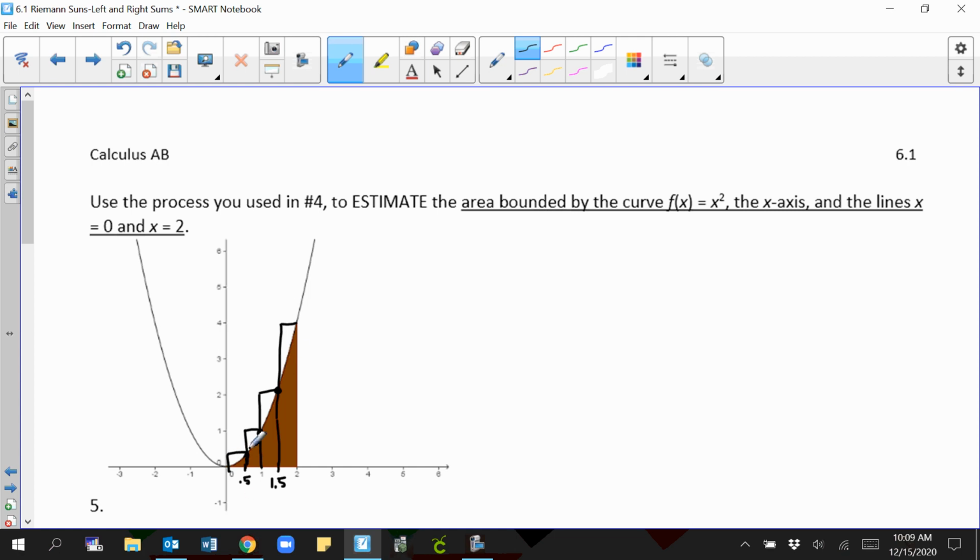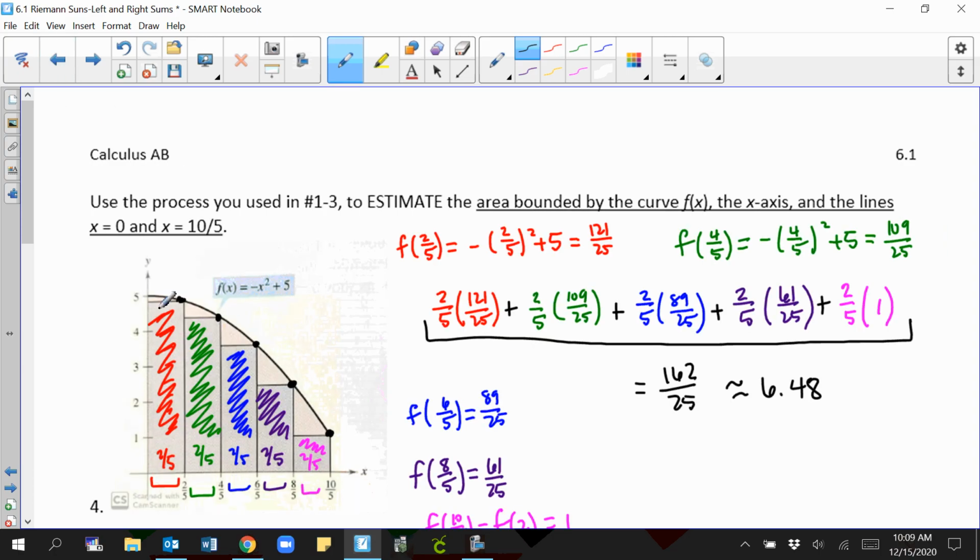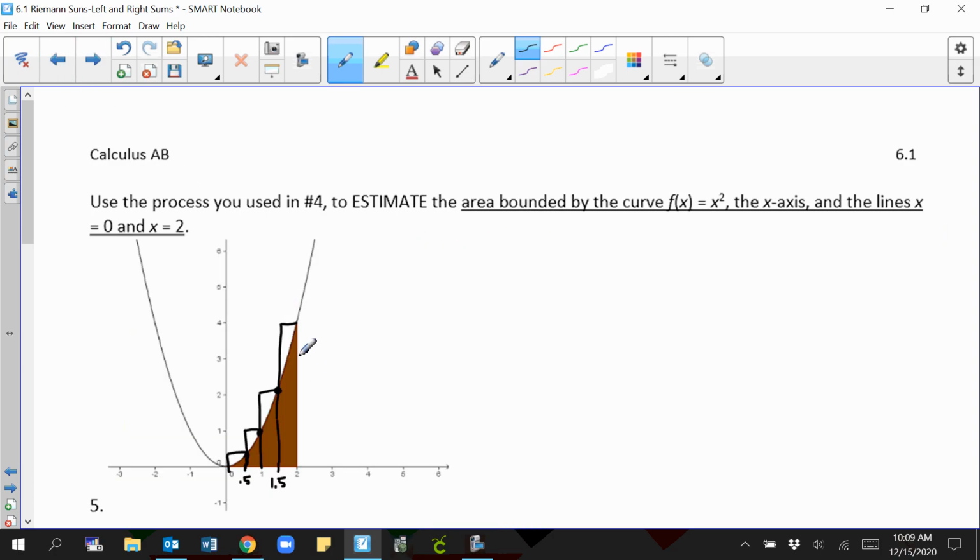So this time when I do right Riemann sums, it's a little bit different because here the rectangles were under the curve and here they're going to be over the curve. But we're still going to use it to estimate what our area could be. I am doing intervals that are each 0.5, so my width for all of my rectangles is going to be 0.5. And now I just need to find my heights. So 1, 2, 3, 4 different heights: f of 0.5, f of 1, f of 1.5, and f of 2.